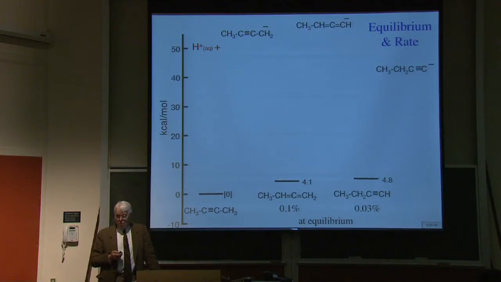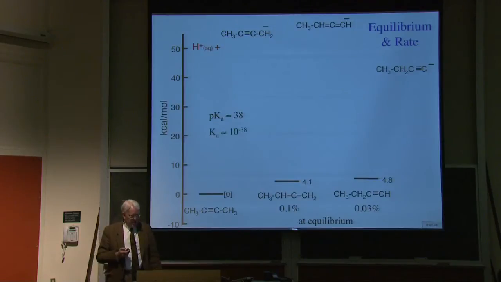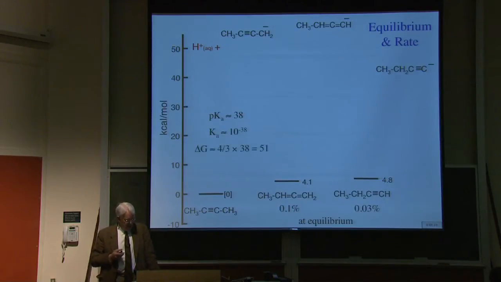Or you could do the terminal acetylene, which is the easiest one to take off, to put the electrons in the low energy sp hybrid orbital. Now the pKa over here is 38. So that means that the Ka is 10 to the minus 38, right? Or the energy involved in getting up there is about 51 kilocalories per mole.